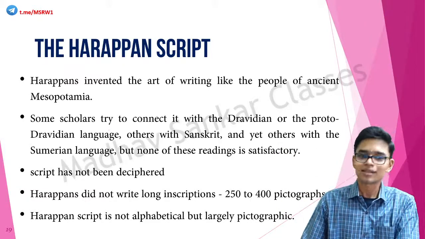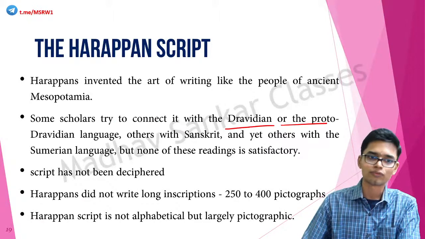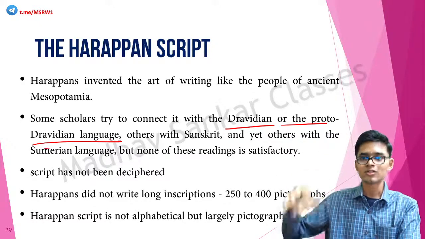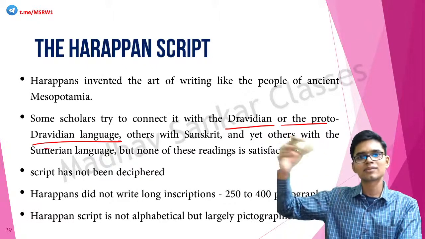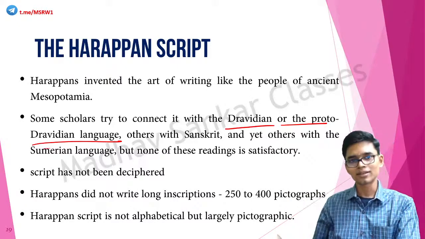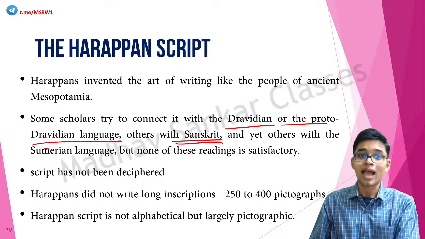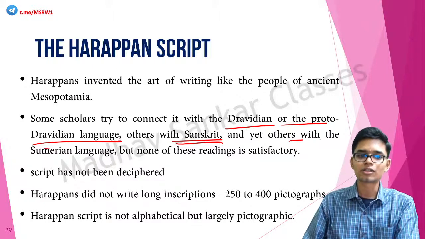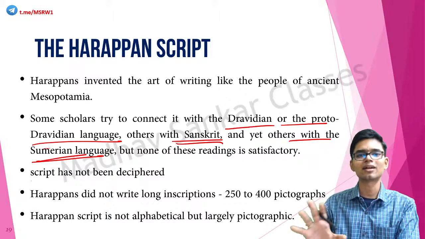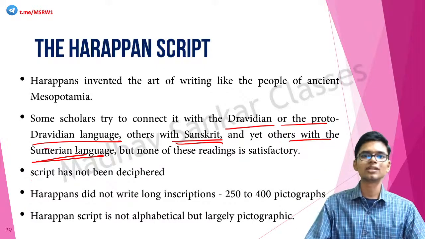Anyway, some scholars try to connect this Indus Valley script with Dravidian or Proto-Dravidian language. Dravidian languages exist in South India. So some historians believe that there is some connection between Indus Valley script and the Dravidian or Proto-Dravidian script. Some other people suggest that Indus Valley script has more in common with Sanskrit. And yet another set of people believe that it has a connection with the Sumerian language. But none of these has been conclusively proven, and we are not satisfied with any of these theories.